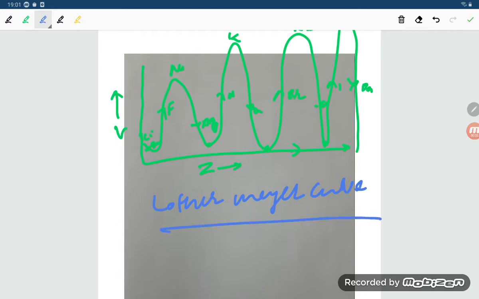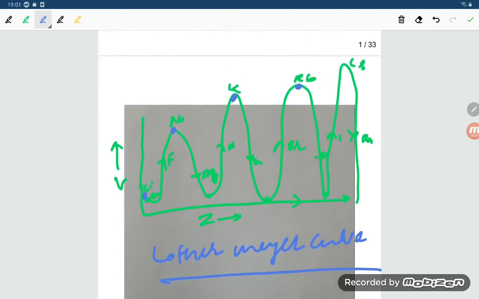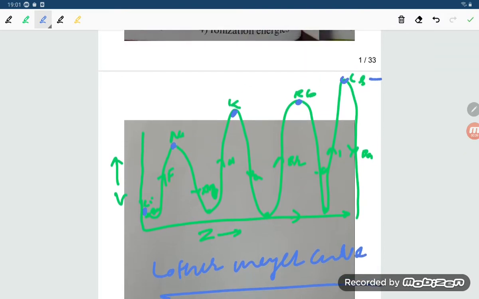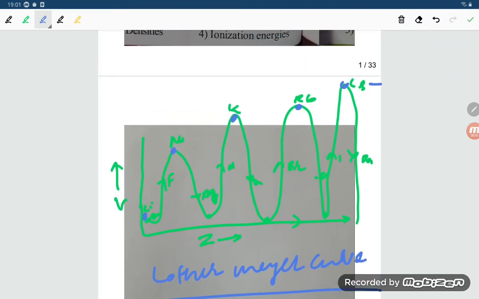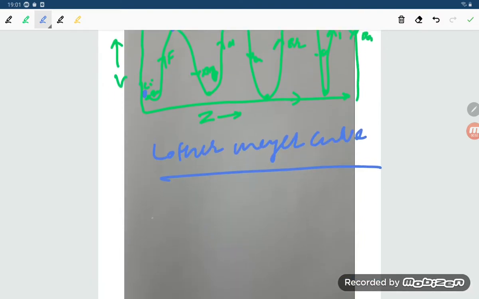If you see, on the peaks, the top positions, what is there? Alkali metals are there. The peaks are alkali metals, right student? Okay, when you talk about the ascending line, what is there in the ascending line? Halogens are there. Ascending line, halogens.